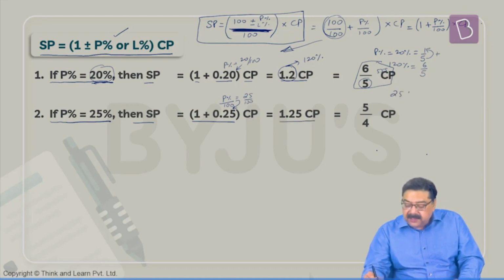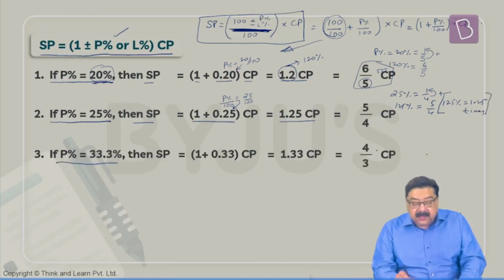So now 25% we know is 1 by 4. So 125% shall become 5 by 4. This 4 gets added to the numerator. And mind you, 125% is 1.25 times.